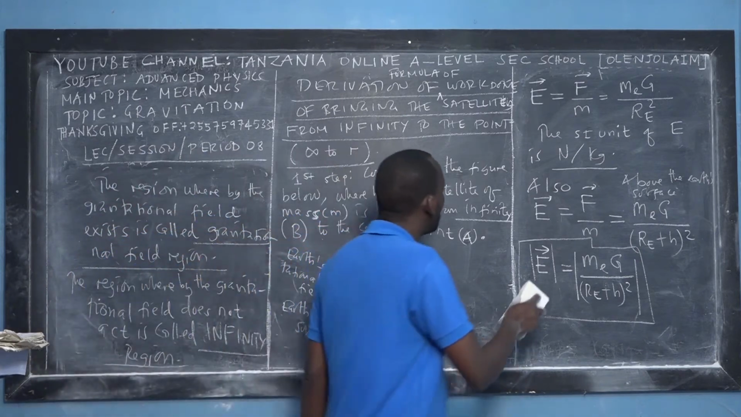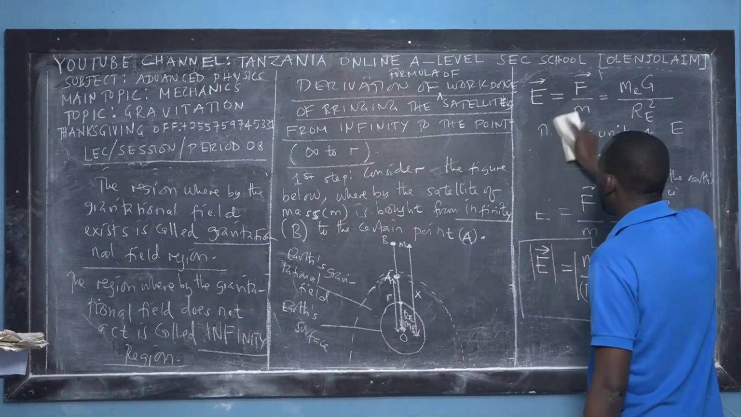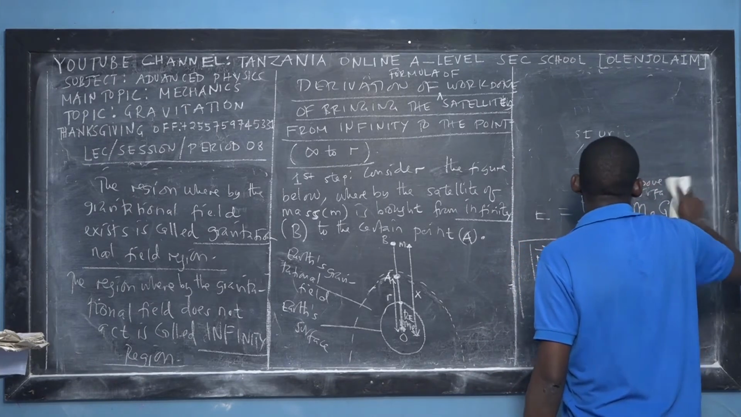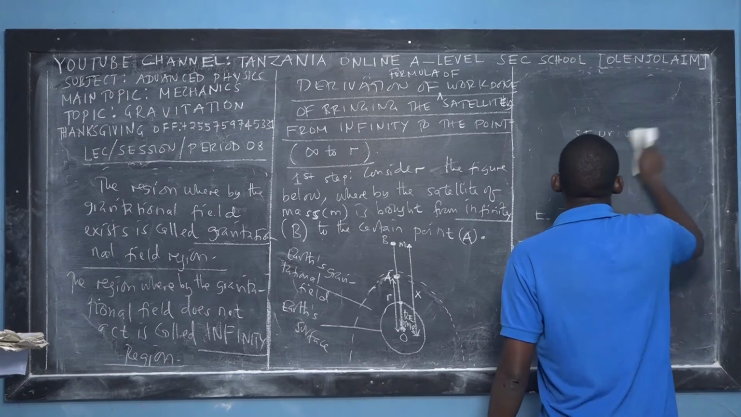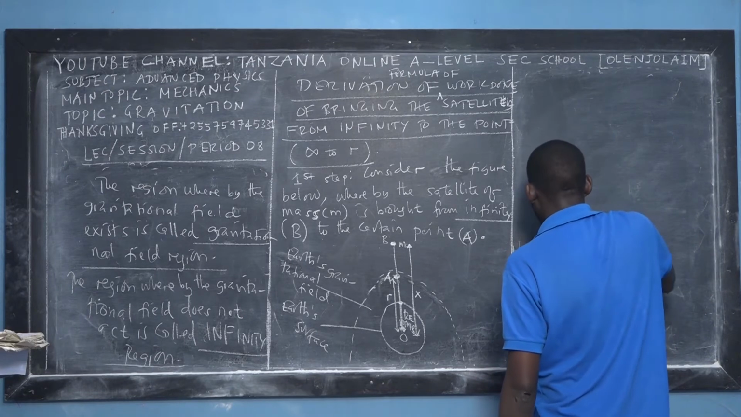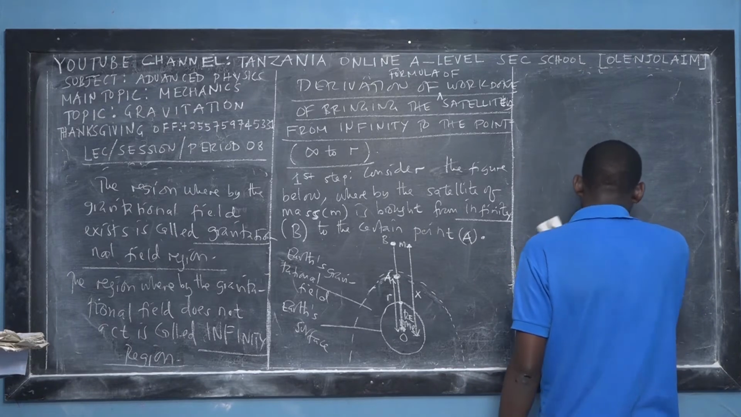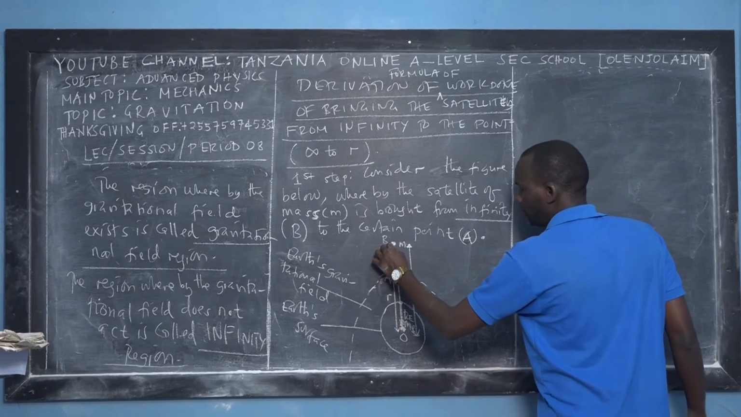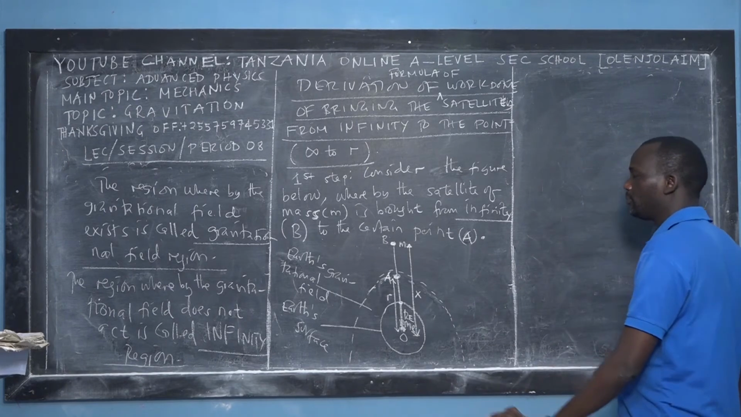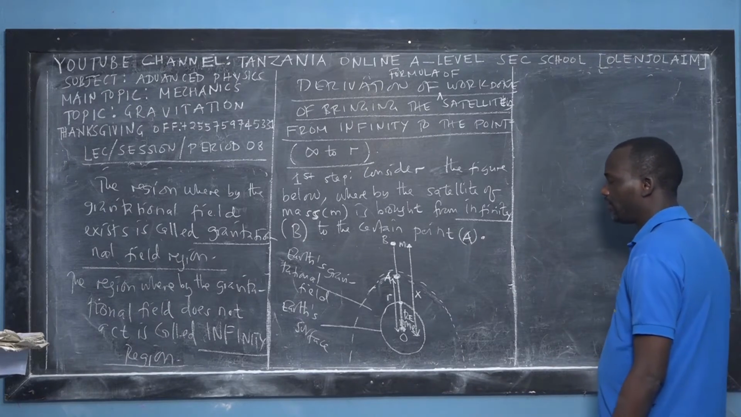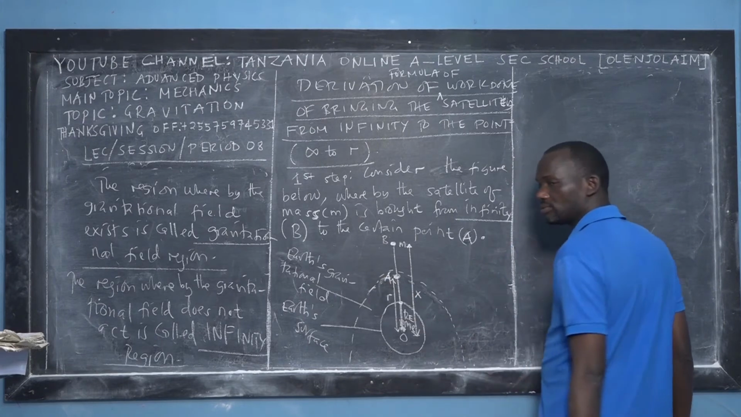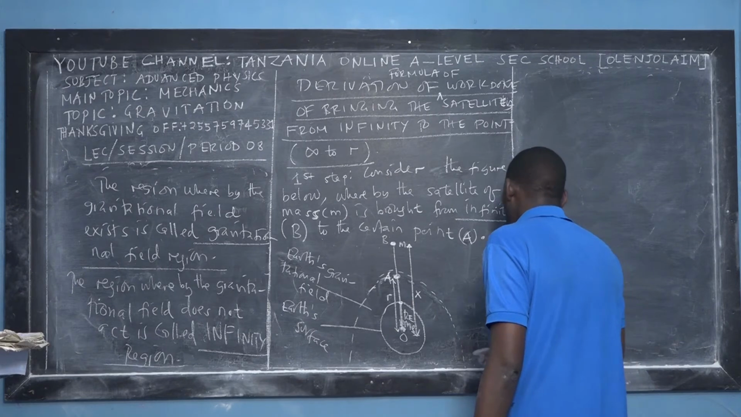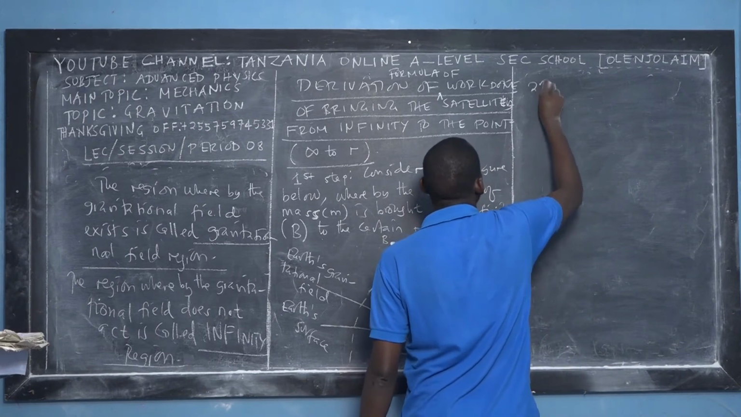So our intention is to derive a formula that will help us calculate the work done required to bring a satellite, or any heavenly body, from point B, which is far away from the gravitational field of the S, to point A. So then the next step, the second step.